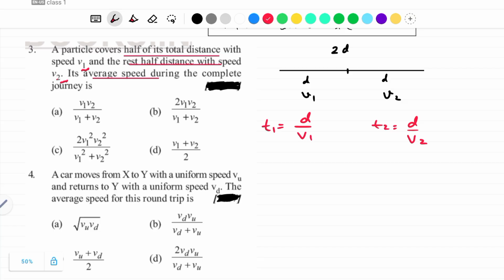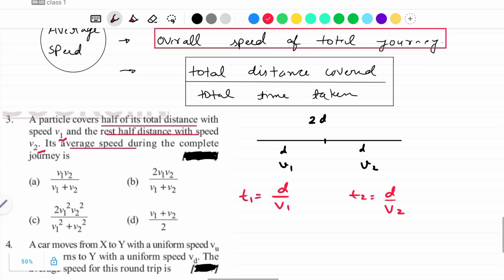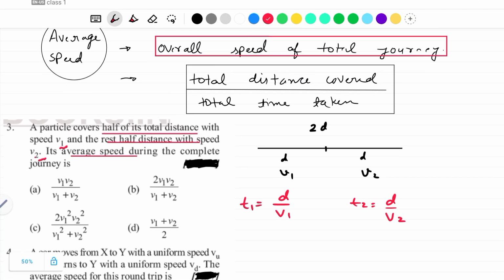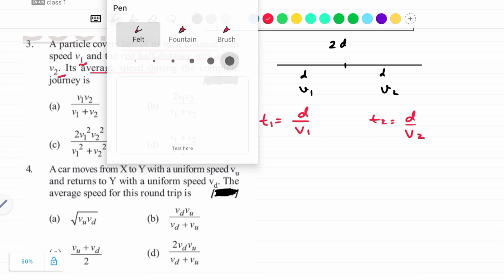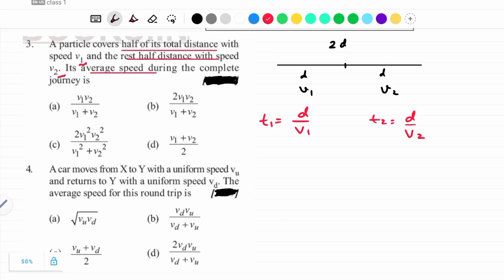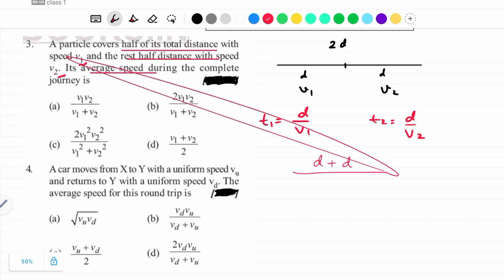Now we have to find the average speed. We know the formula of average speed: total distance covered over total time taken. If you see here, the total distance covered is d plus d. And what is the total time taken?